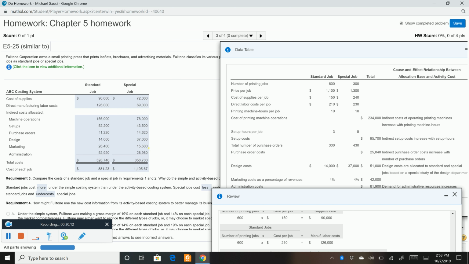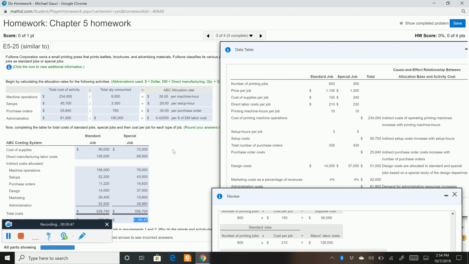26,400. And for the special job, we said that the price per job is how much? 1,300. So if we take 1,300, multiply it by 300 jobs, that's $390,000 times 4%. That'll give you the 15,600. All right, so you can see that when we allocate using an activity-based costing system, the cost of each job for the standard job, $881.23, the special job, $1195.67.